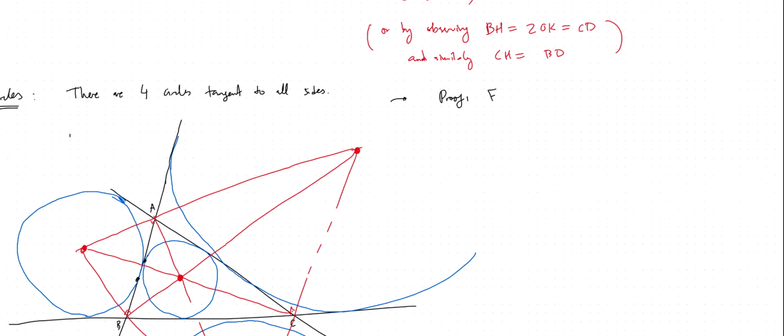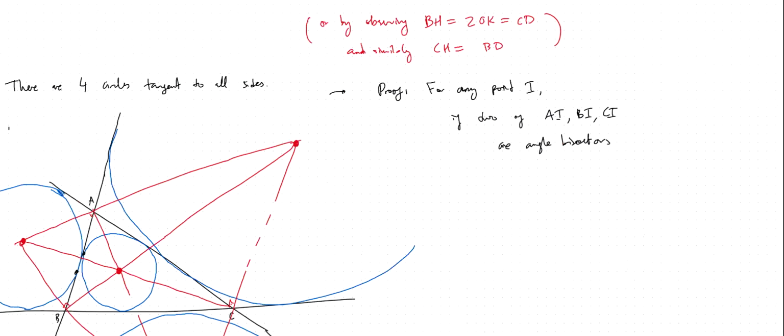For any point I, if two of AI, BI, CI are angle bisectors, by angle bisectors I mean external or internal, external or internal. If two of them are angle bisectors, then the third one is automatically an angle bisector.